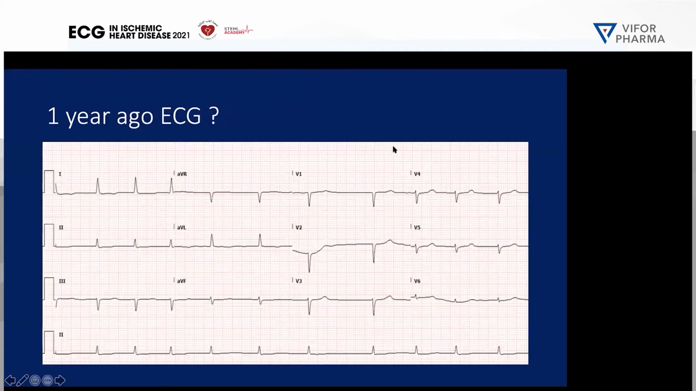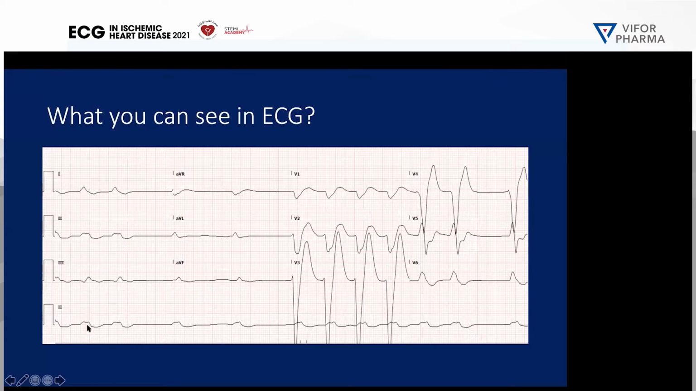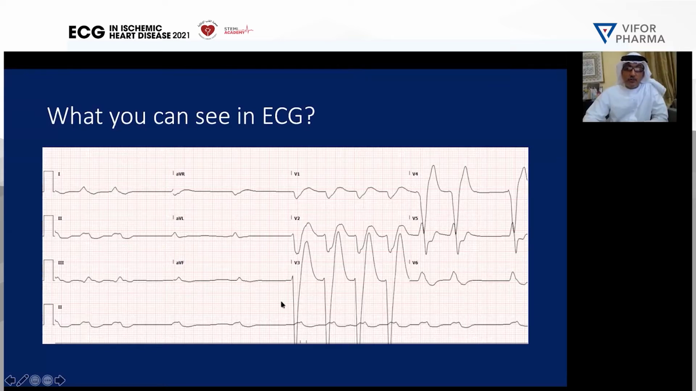Rate, rhythm, axis, intervals. Can you comment on the rate, Dr. Zubaidi? The rate here is very slow. So it's a bradycardia, and it's irregular. That's why we can't calculate it based on the standard of the large squares. But what we can do is count the number of QRS complexes. Do you see any P wave? I can't see P waves. So this patient probably has atrial fibrillation, with irregular QRS complexes and no P wave.